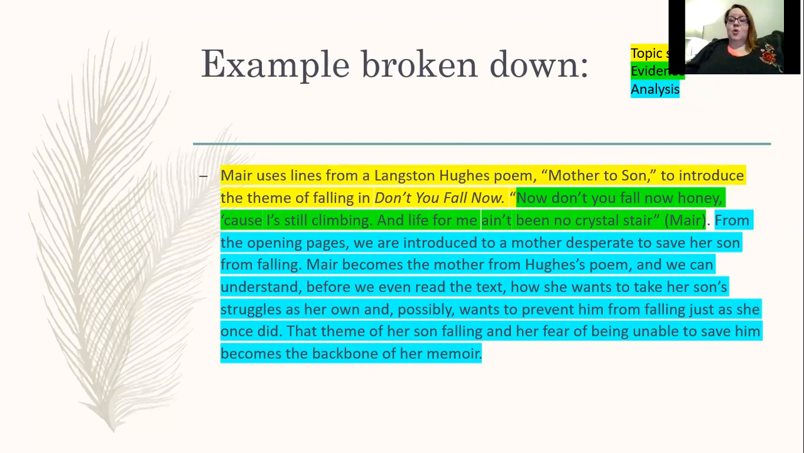The evidence is that quote from the poem. And then my analysis is how I'm explaining the significance of the evidence. I'm saying that it sets up this idea that she's trying to keep her son from falling and she's trying to keep climbing to try to save him. And maybe she's worried that he's going to fall like she did. And she's probably also trying to keep herself from falling.